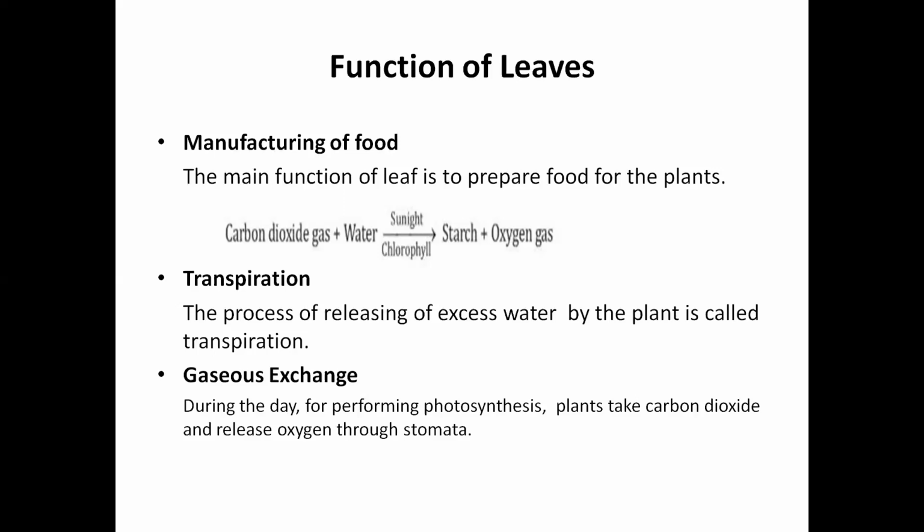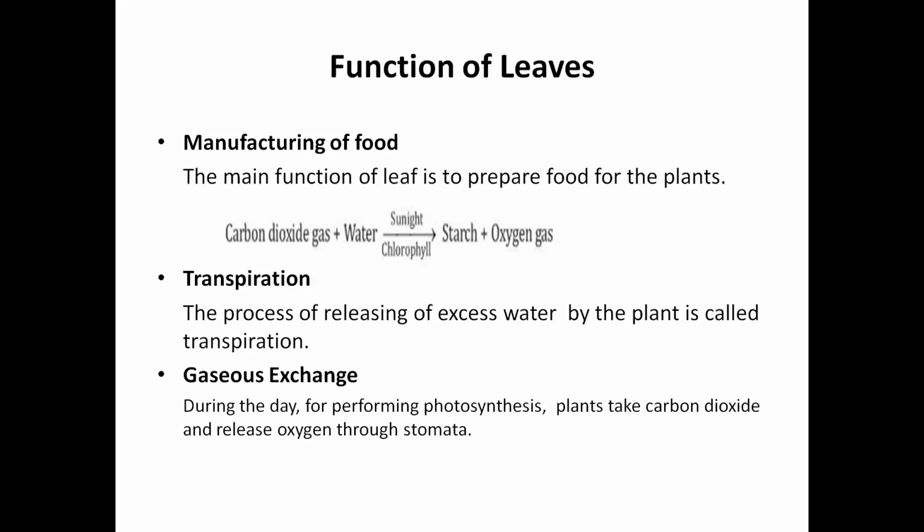Next is transpiration. Excess water absorbed by the root of plant is released into the air through tiny pores present on the lower surface of the leaf. These tiny pores we call as stomata. So the process of releasing excess water by the plant is called transpiration. So what is its work? It keeps the plant cool.